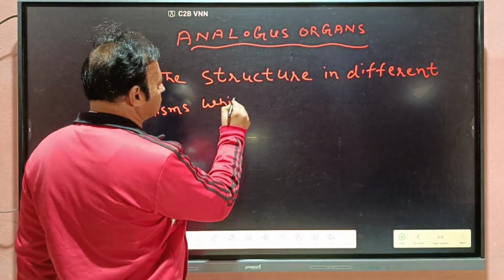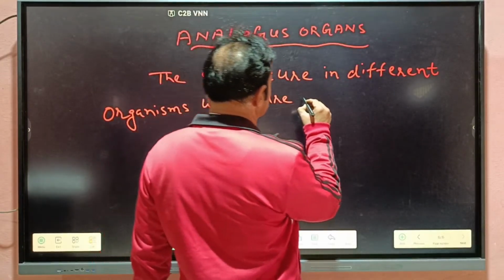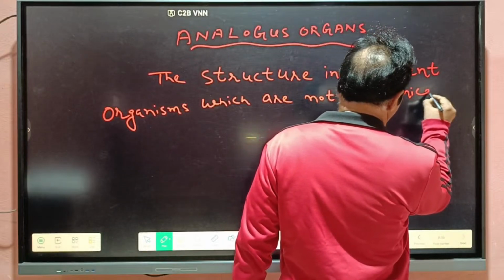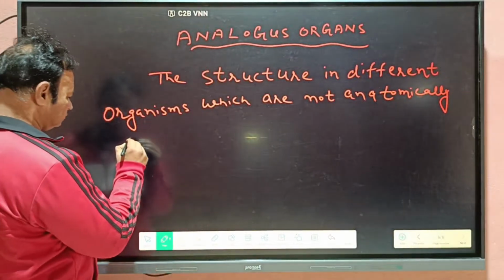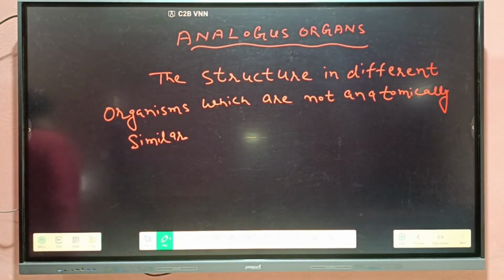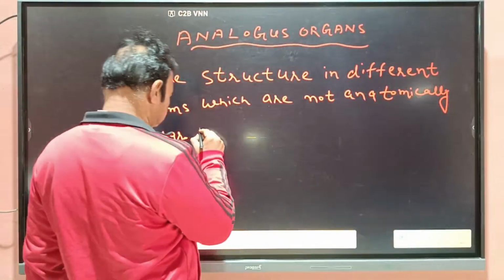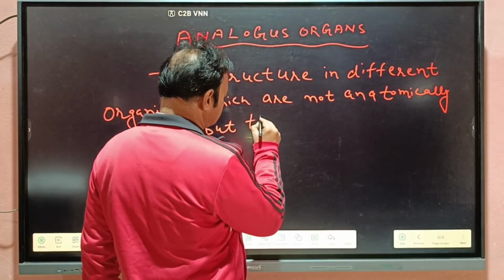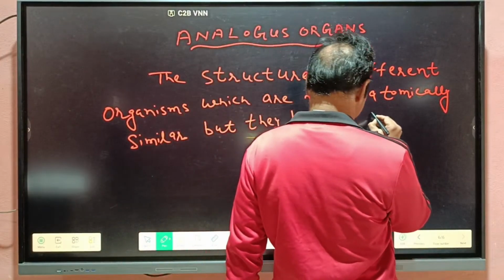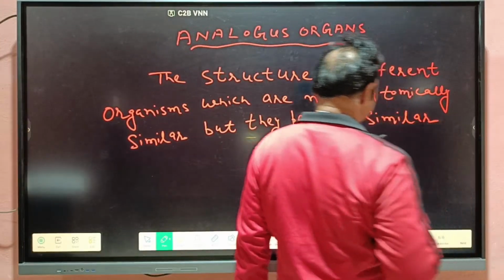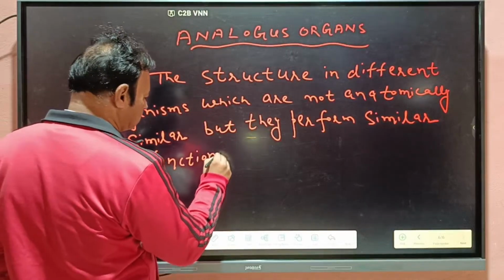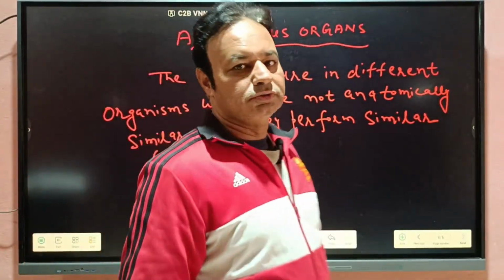which are not anatomically similar, but they perform similar functions. These are called analogous organs.